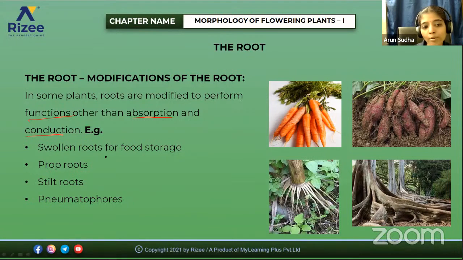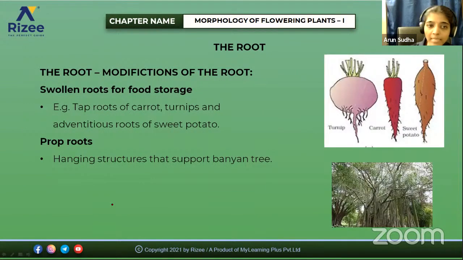For example, swollen roots for food storage. We saw prop roots or the pillar roots that is present in banyan tree. Then stilt roots we saw in maize and sugarcane. And there is another set of roots that are called nematophores. So what are nematophores? We'll see what they are. Then if you see the modification, for example, tap roots of carrot and turnips.